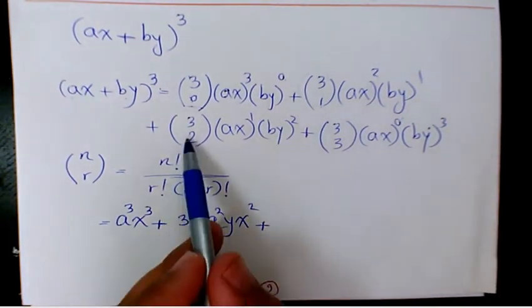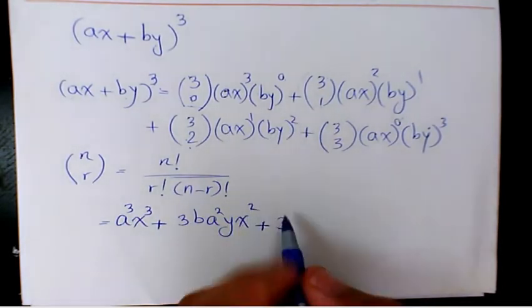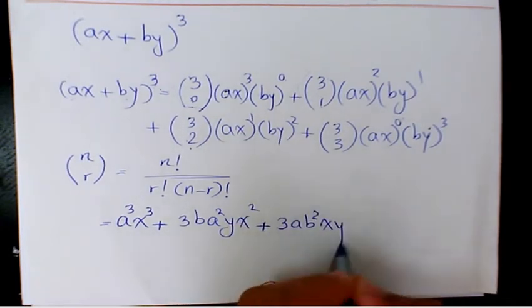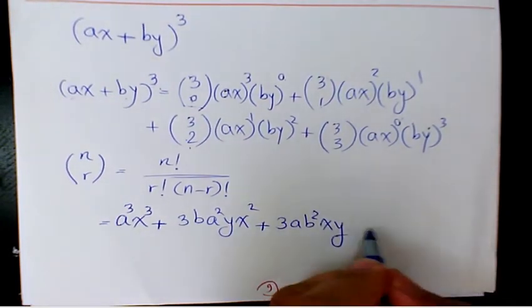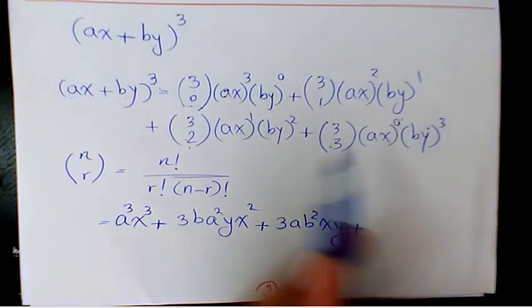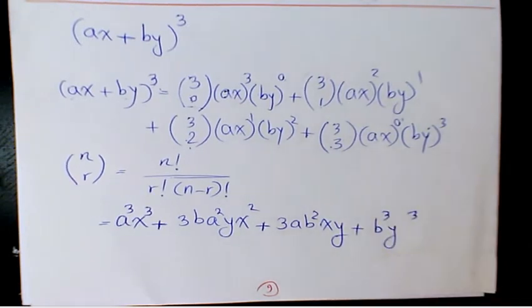Plus, this one is also 3, so 3 a b squared x y squared, plus the last one is 1. (ax) to the power of 0 is 1. 1 times 1 is 1. So we have b cubed y cubed. That's going to be the answer.